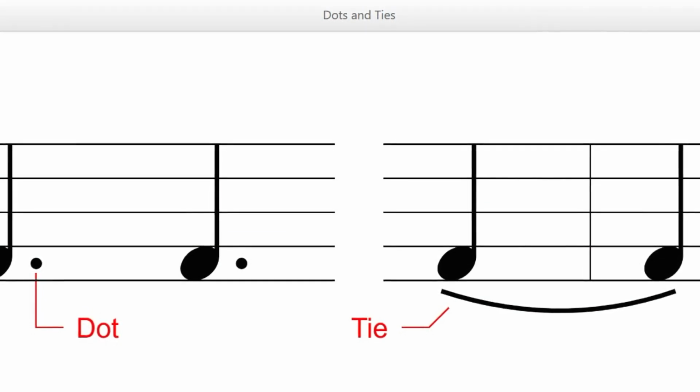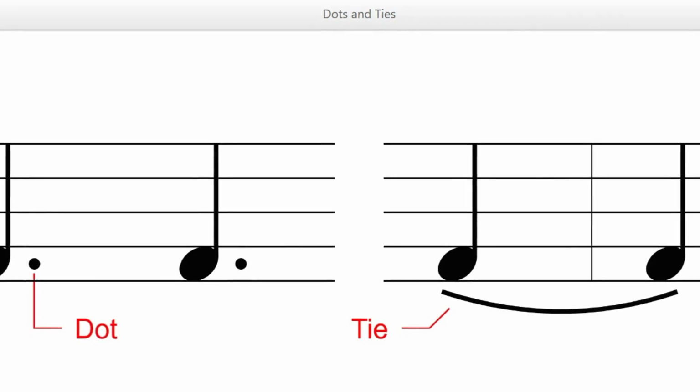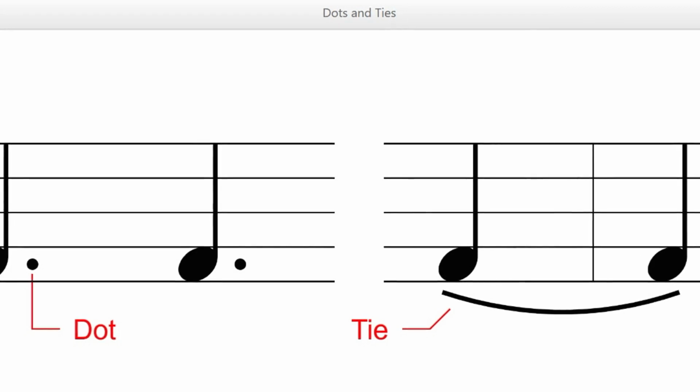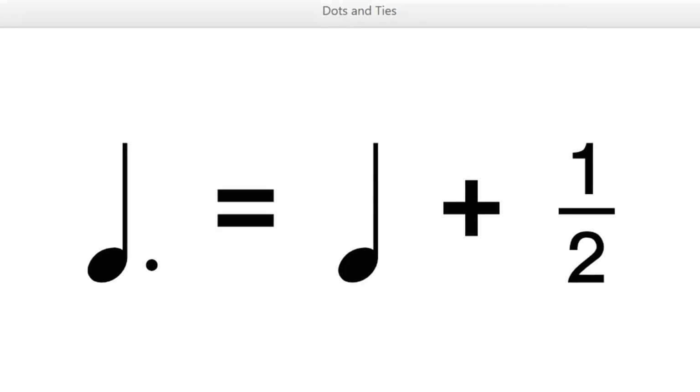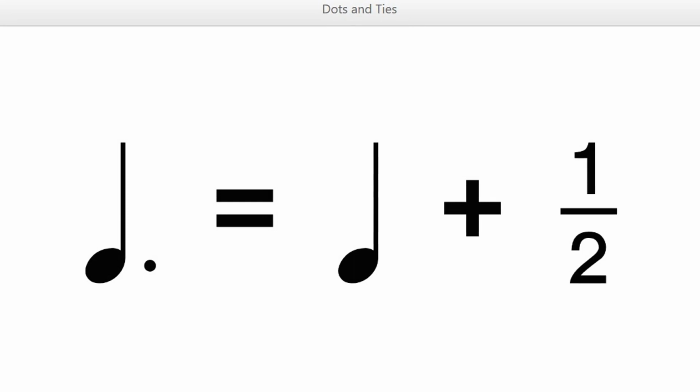Dots and ties are unique in the sense. Now let's just take a look at this right here. You have a dotted note and you have a tie. Augmentation dots, that's what they're called, and tenuto ties, that's what ties are called. There are two types of ties. Now the dot, what it does, it increases duration by one half.